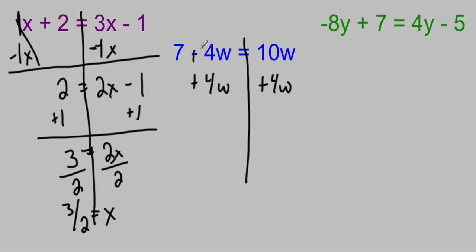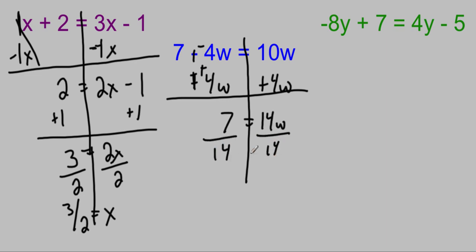If you wanted to, you could have made it into adding the opposite, in which case you would have subtracted a negative 4w, which is the same thing as adding a positive 4w. So it all ends up working out the same. Here I get 7 left over, and over here I get 10w plus 4w is 14w. Divide by 14. Again, this one doesn't come out perfectly, and that's okay, but 7/14 is the same thing as 1/2. So again, I moved all the variables to one side and solved it like a two-step equation.